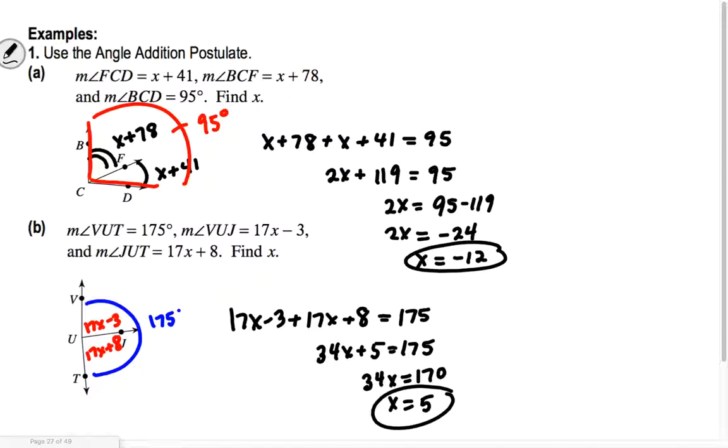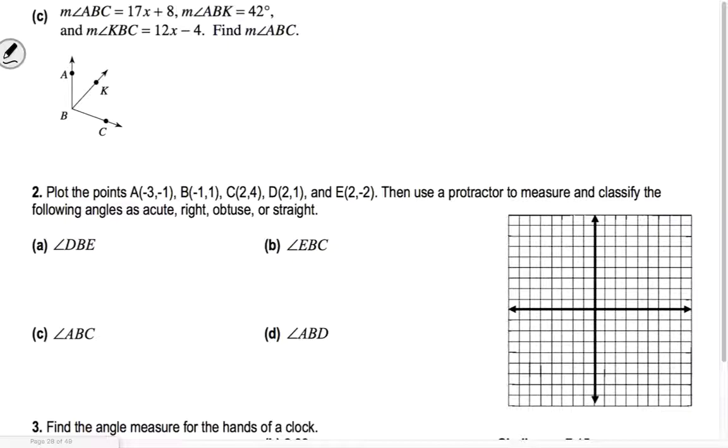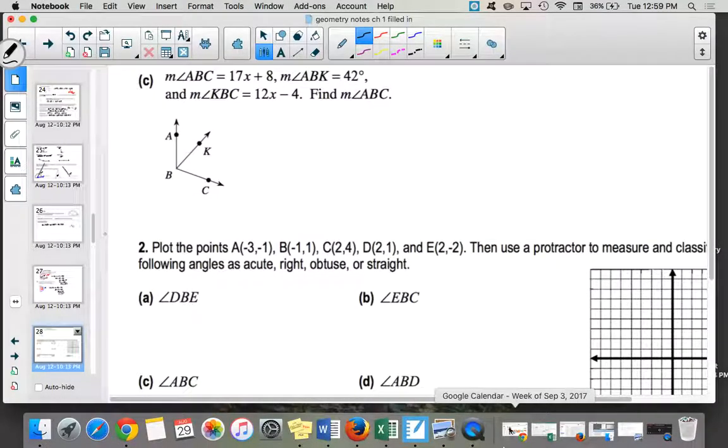So remember, sometimes these are two-part questions, so your homework might not say find x, it might say find the measure of angle VUT, or VUJ or something like that. So you'd have to go back and plug in. Okay, does this make sense? Feeling good about these? All right, so you guys try the next one. Try C and then plot the points for number 2. So one thing at a time.